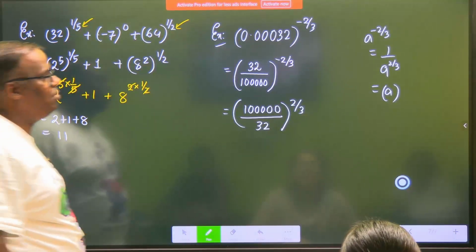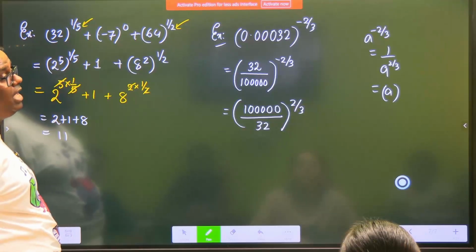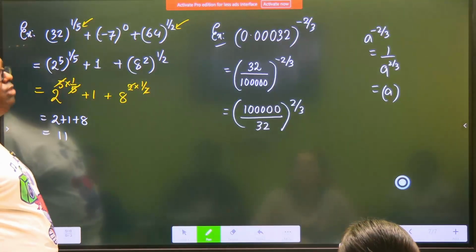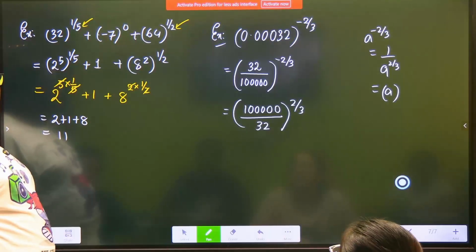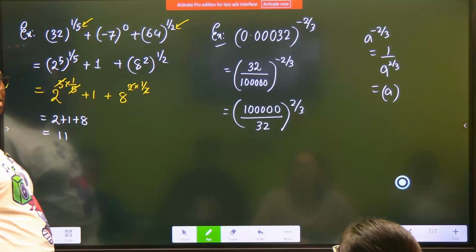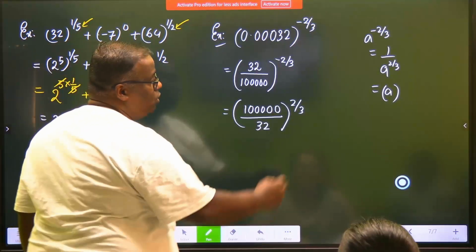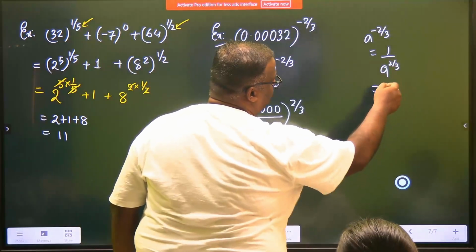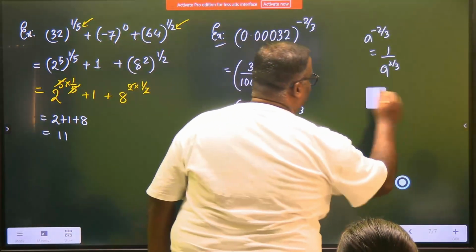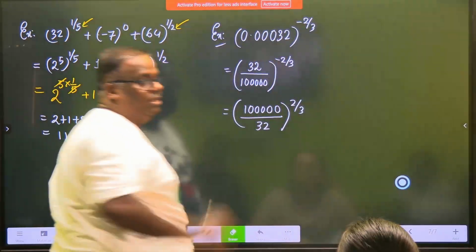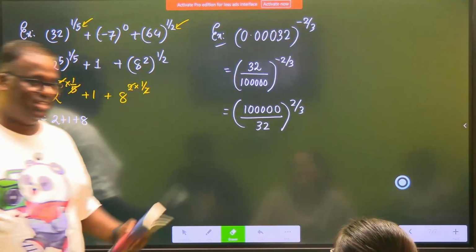अब क्या होगा अगर हम a के टर्म्स में लिखे तो a again if you switch it, but are you allowed to switch it again? How can you switch it again? You can't switch it again. 1 by a to the power 2 by 3 cannot be switched again. So what you said is correct. It's 2 by 3. Now do.